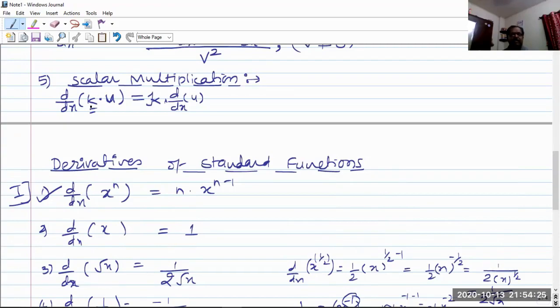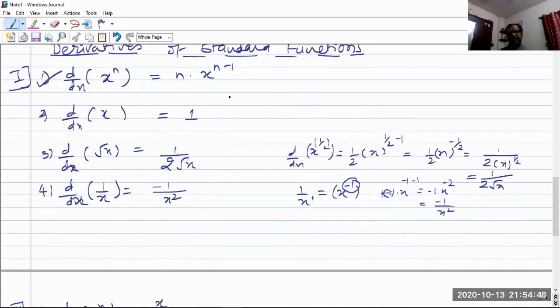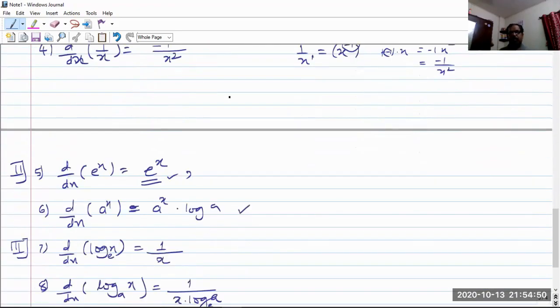In this case, k is a constant, but it is a multiple of the function, a scalar multiplication of the function. In this case, don't write the derivative of this k as 0 so that the whole thing becomes completely 0. It will not happen like this. The function must be a pure constant function, like suppose 2x plus 5. In the case of 2x plus 5, 2 is a scalar multiplication of x.